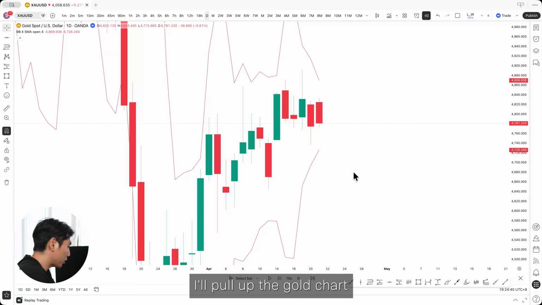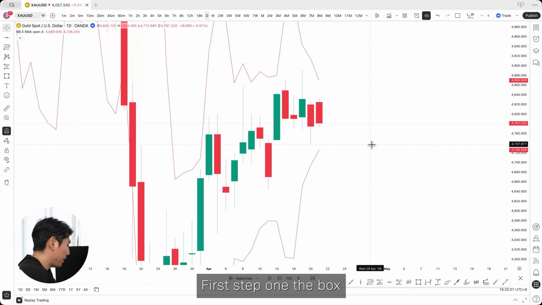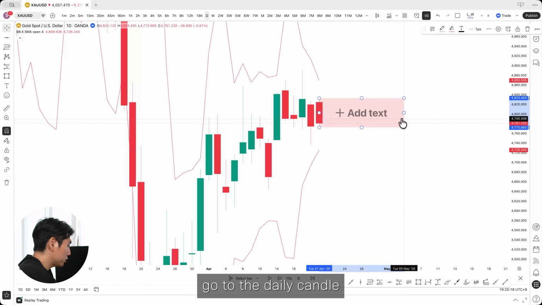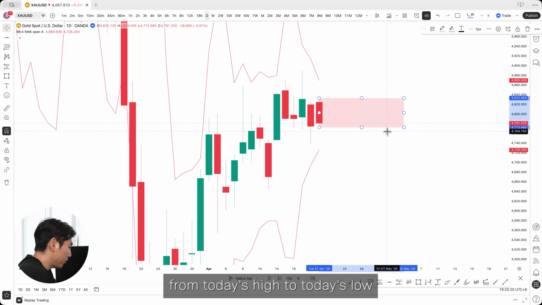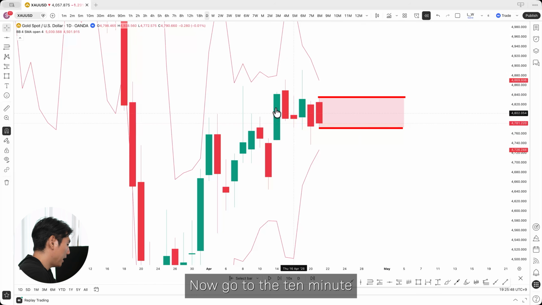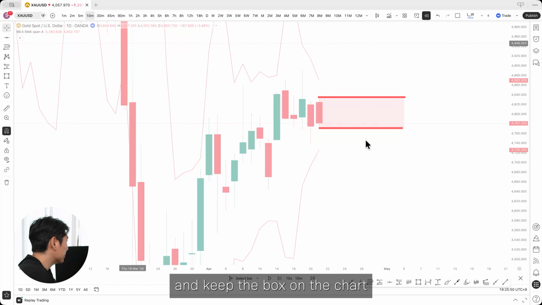I pull up the gold chart and start by drawing the daily box. First, step 1, the box. One hour before the US Open, go to the daily candle and draw a box from today's high to today's low. You draw it in advance. Now go to the 10-minute, keep the box on the chart.